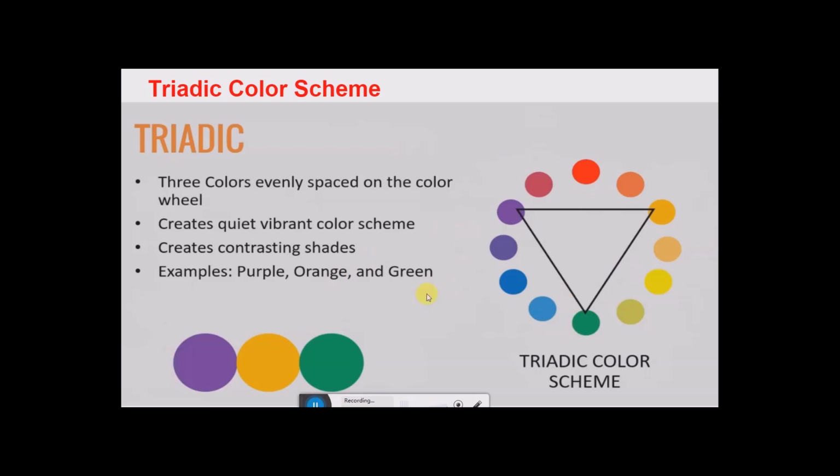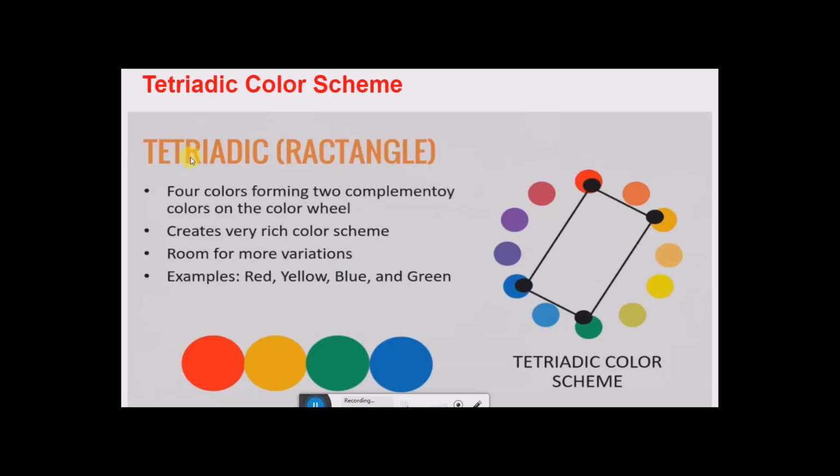Okay, so triadic colors are just at the three edges of each other. Then they have the tetradic rectangular color, which is this color scheme. You can see it looks like a triangle. There are four colors forming two complementary pairs, like this and this, this and this, or this and this. They create a very rich color scheme. They create room for more variations. You can add different variations to it.